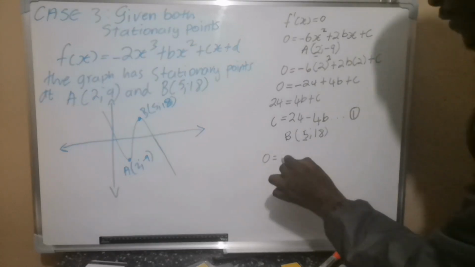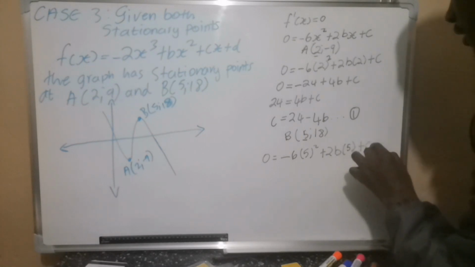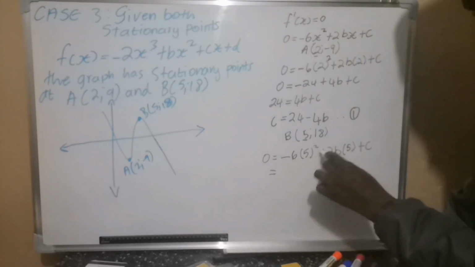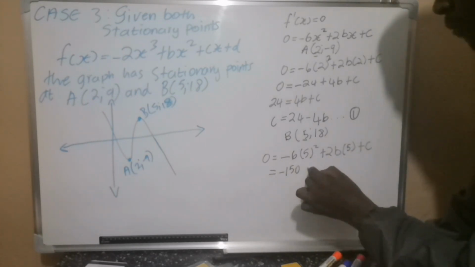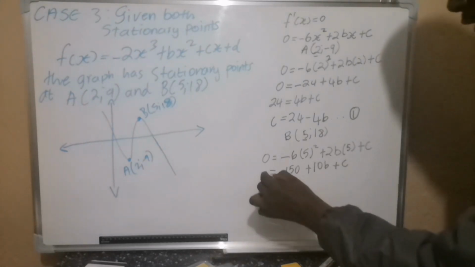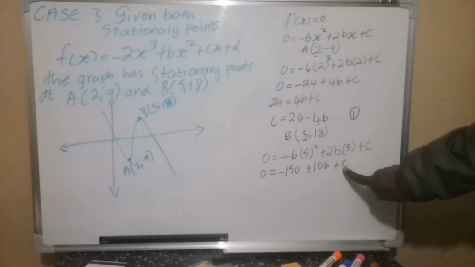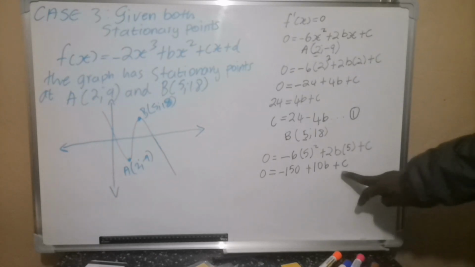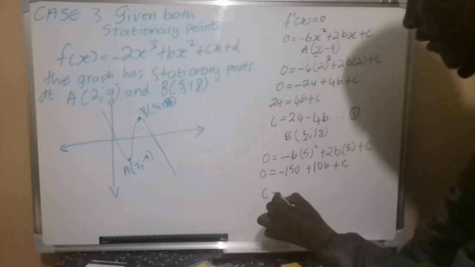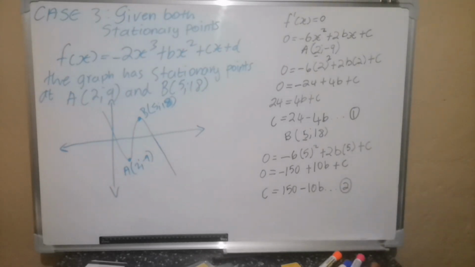So I'm going to have 0 is equal to negative 6 times 5 squared plus 2 times b times 5 plus c. Then I know that negative 6 times 5 squared is negative 150, plus 10b, because 2 times 5 is 10, plus c here. So I make c the subject of the formula. This negative 150 goes to the left, and the 10b goes to the left again. So I'm going to have c is equal to 150 minus 10b. This is my equation number 2, guys.